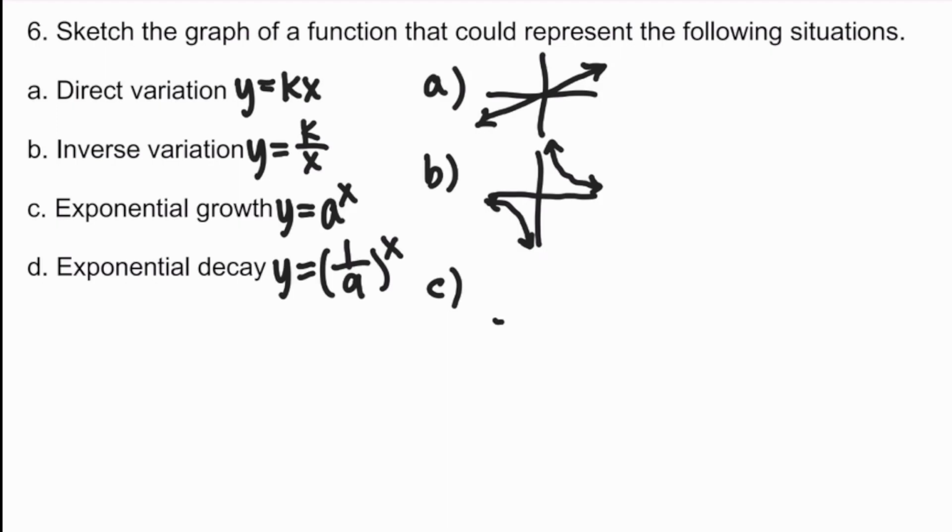For exponential growth, if a is the base and a is bigger than 1, it's going to curve up like this and have a horizontal asymptote y equals 0. And for exponential decay, it's pretty much the same, just the opposite horizontally. It gets closer to 0 the bigger x gets. And so that would be a sketch of the graph of each of these 4 scenarios.